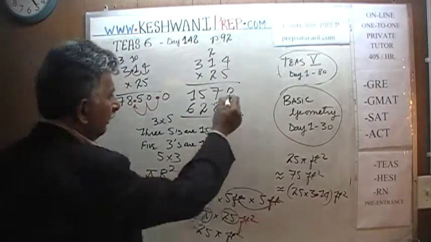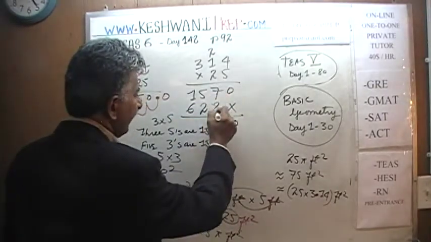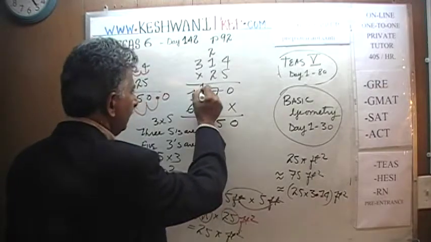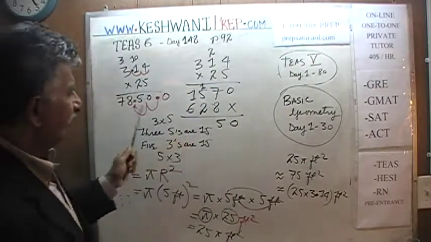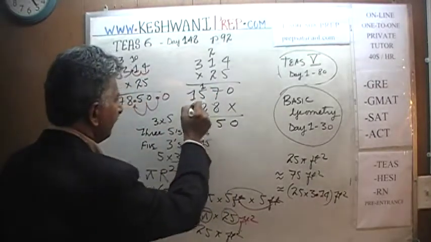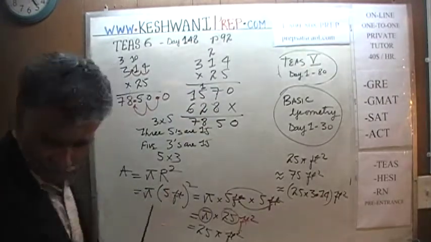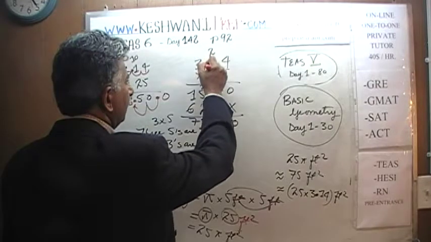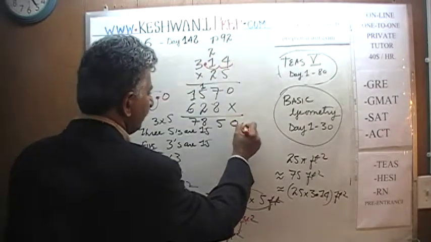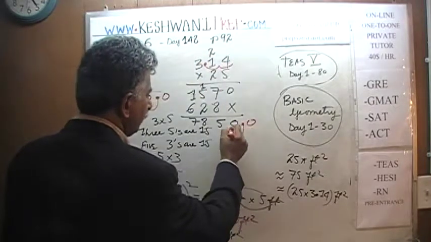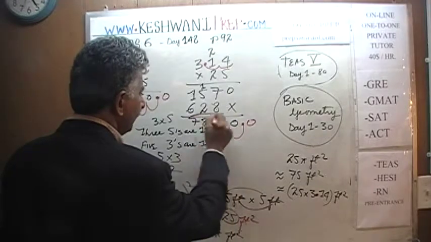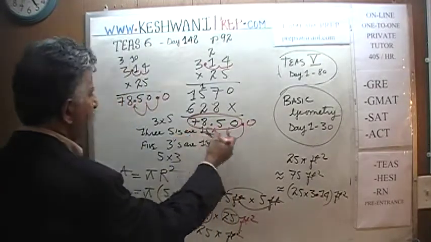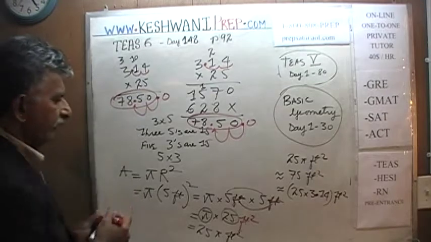Let's see what happens. 0 comes down, 7 plus 5 is 12, 2, carry 1. 1 plus 5 is 6, plus 2 is 8. And 6 plus 1 is 7. And then we put our decimal point right here. Two places. So we pick our decimal point from here, it's sitting right here. Move it two places, 1 and 2. 78.5, same as before, 78.5.